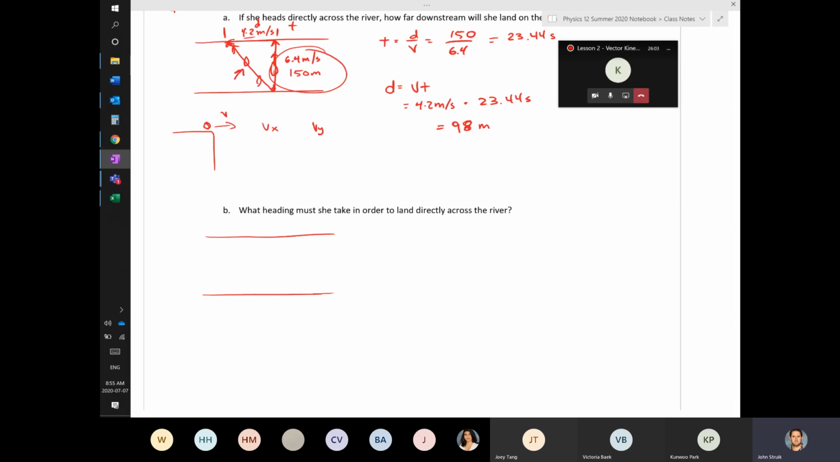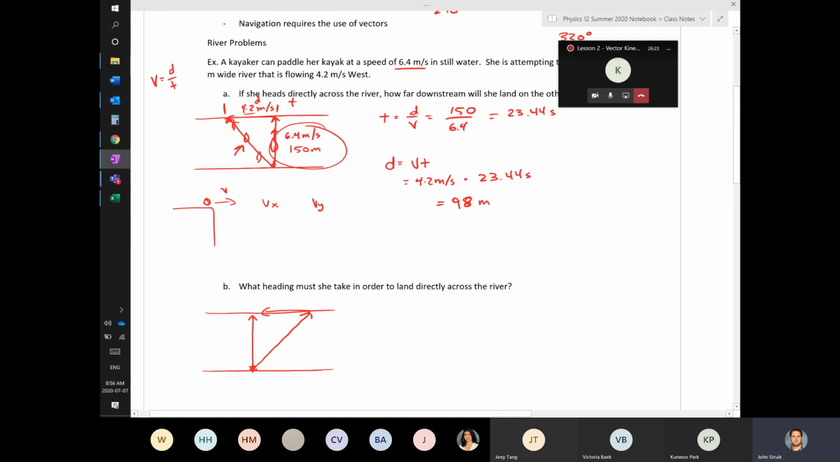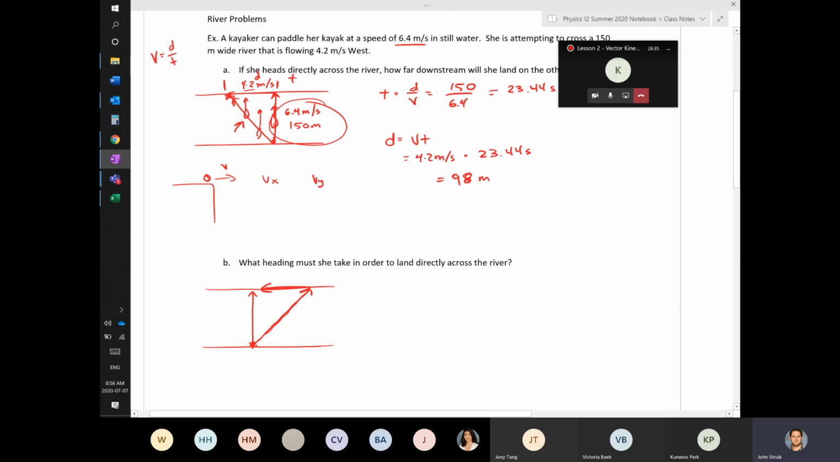So now if she wants to head directly across the river, if she starts here and the river is flowing west, she has to head this way so that by the time the river pushes her back down river, she ends up directly across. In this case, in A, her kayak's always pointed up that way, but the river pushes her down. Now her kayak will always be pointed that way, but part of it's going to be pushed backwards, kind of.